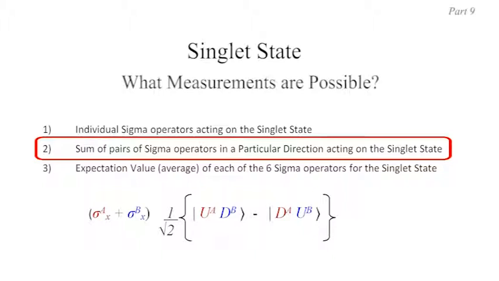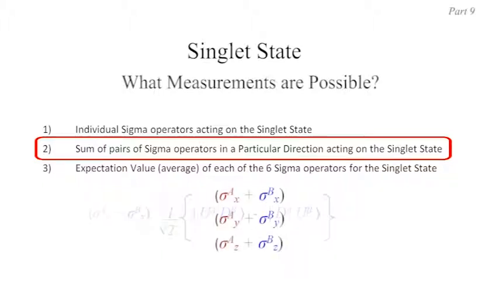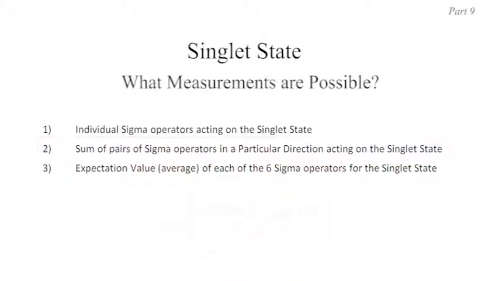And once again, of course, this could be done for all 3 directions, X, Y and Z, of the total spin. In other words, sigma AX plus sigma BX for the total spin in the X direction, sigma AY plus sigma BY for that in the Y direction, and of course sigma AZ plus sigma BZ for the Z direction.